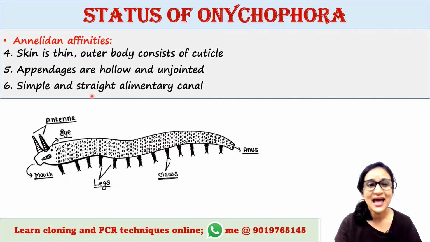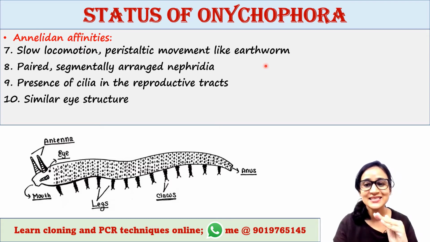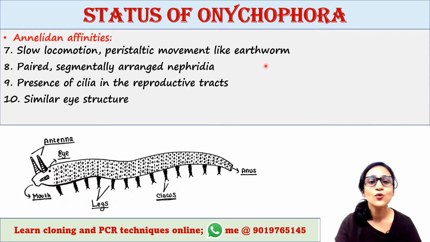They have a simple and straight alimentary canal. Alimentary canal is the digestive tract. Then, slow locomotion. They move very slowly. Peristaltic movement like earthworm. Peristaltic movement means wave-like movement, or movement that occurs by contractions of muscles. Earthworm moves like this, so it is a movement like earthworm.